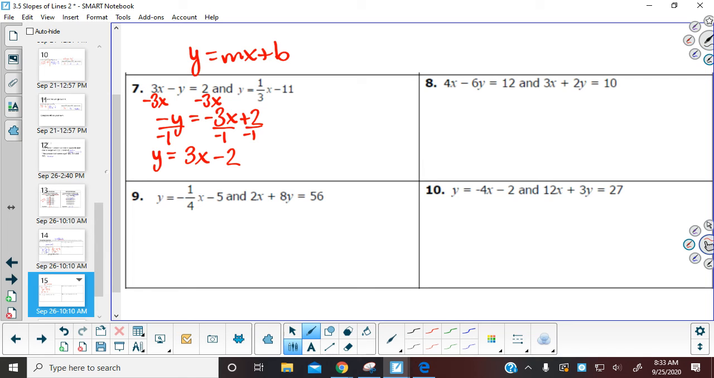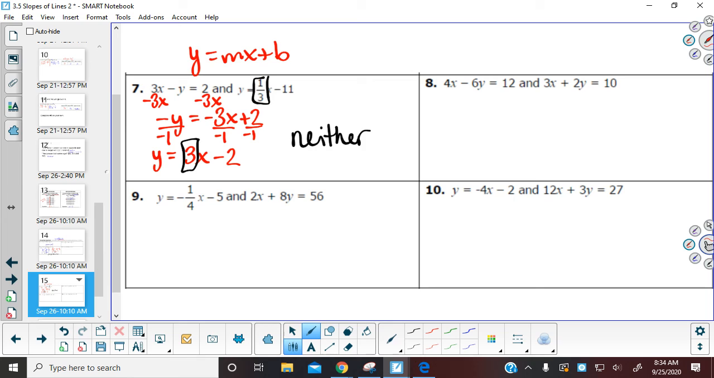Now, if we look here, we have a slope of 3 in this one. This is already in y equals mx plus b form, and that is a slope of 1/3. And now, when I'm looking at this, I want to ask myself, are those the same? Well, obviously they're not. Are they opposite reciprocals? They are not. And so your answer for this is that they are neither parallel nor perpendicular. Okay? So try out number 9, and let's see what we have.